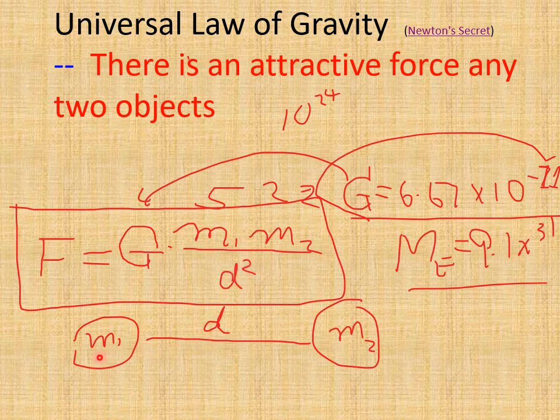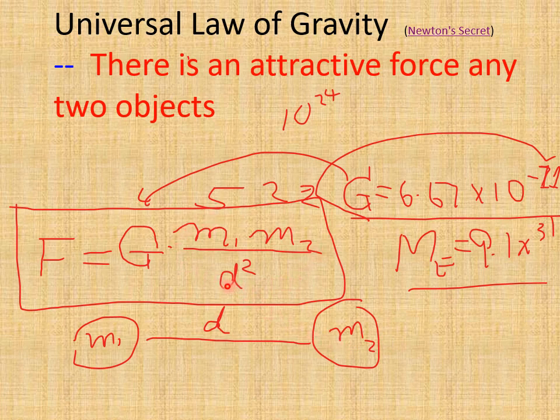In other words, say this is mass 1 and mass 2. There's an attractive force pulling them towards each other. The larger the mass, the stronger the attractive force. And also, the farther away, the weaker the force. It is inversely proportional to the distance squared.